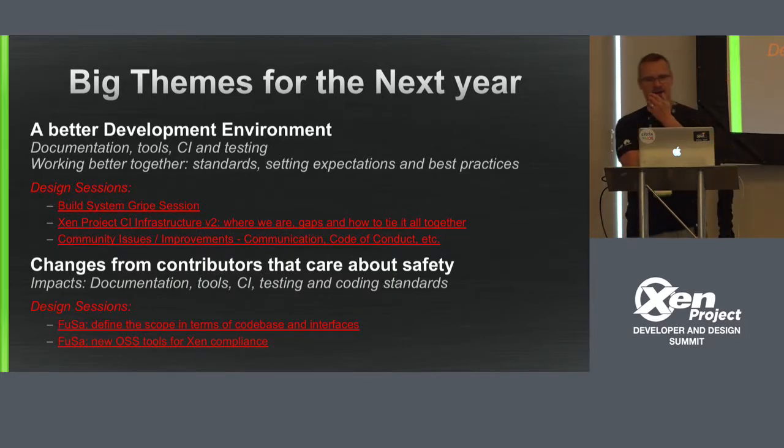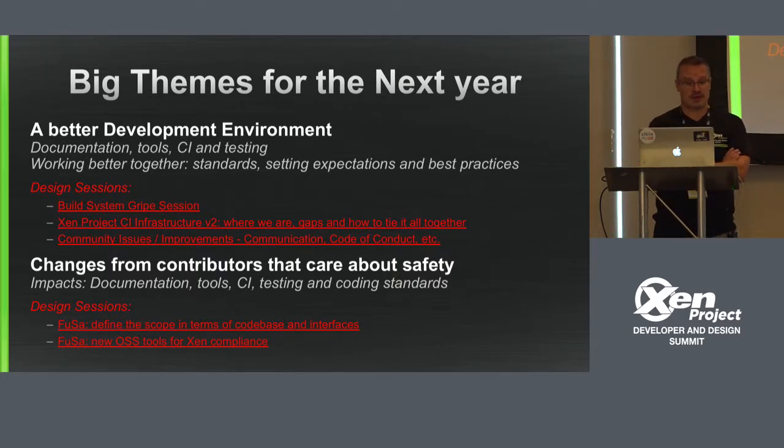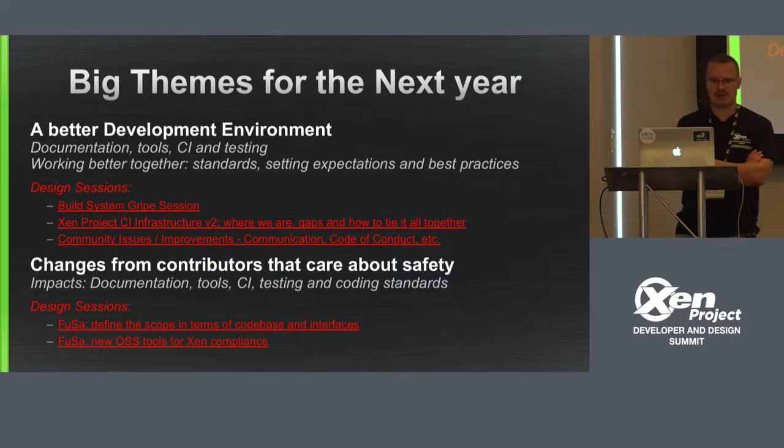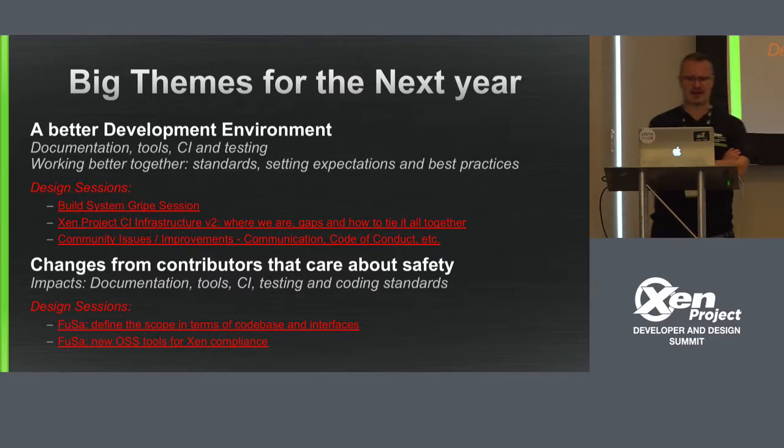I think the other big theme, and there's quite a few sessions around this, is a better development environment. This includes things like documentation, tools, CI testing, how we work together, and so on. There's a number of design sessions in the pipeline for that already. One around the build system, where you can just moan at it and see what we can improve there. The other one is how we look at our CI infrastructure and improve that. We also had a number of debates around how we work better together at the end of the day, and so I'm going to lead a session there as well.